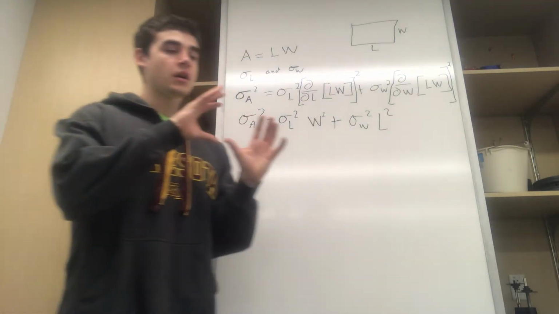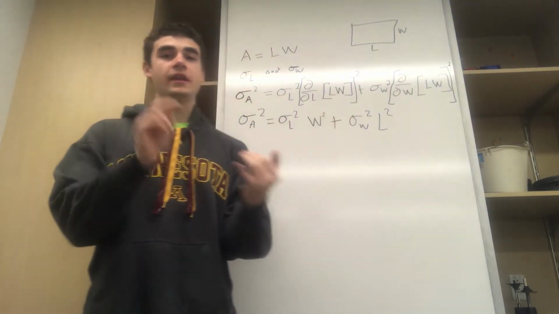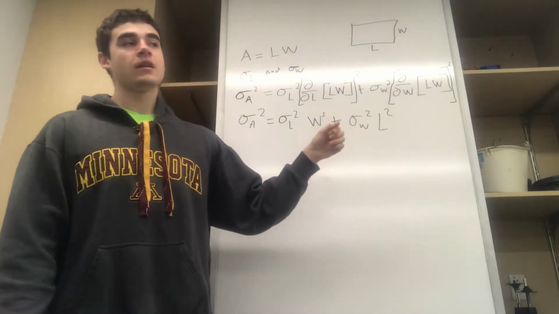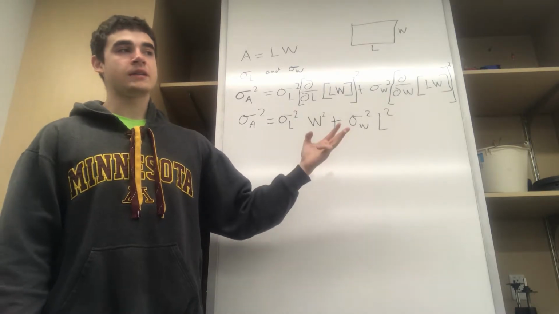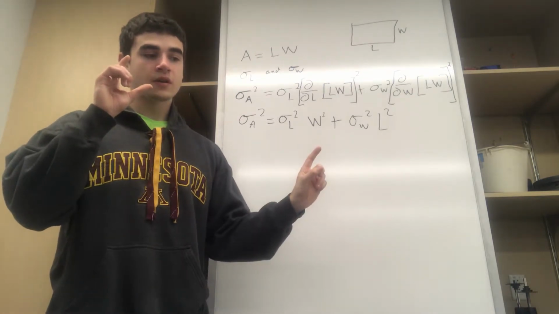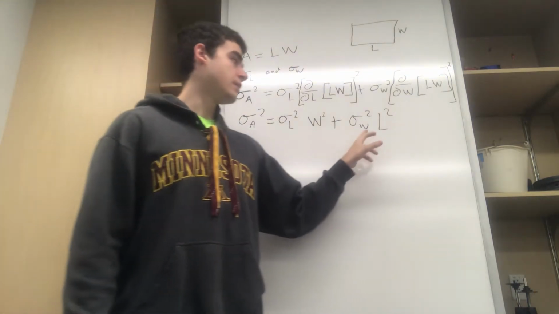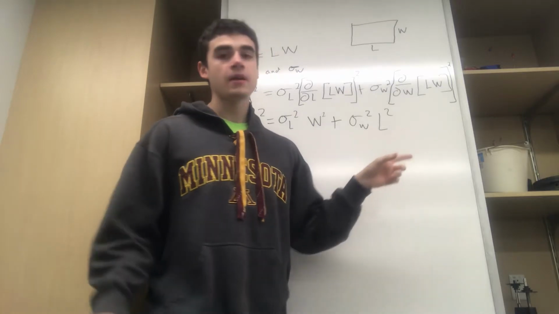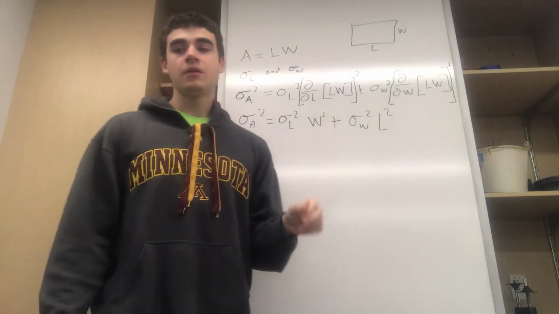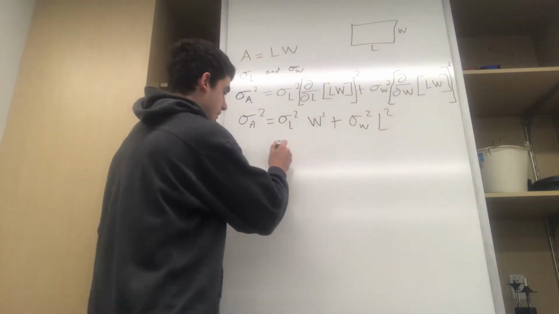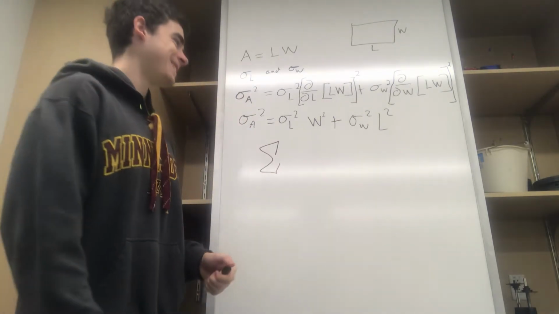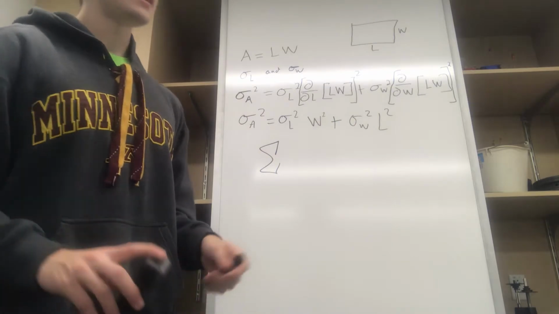So if it was a cube, there'd be uncertainty in length, width, and height. So you'd have 3 terms, and you need to differentiate with respect to length, width, and height. So then you just have 3 terms, all with sigma L, sigma width, sigma height. Sigma is just the Greek letter sigma. When it's uppercase, it's actually weird, it looks like this. I don't know why it's different, but that just means the uncertainty in a certain quantity.